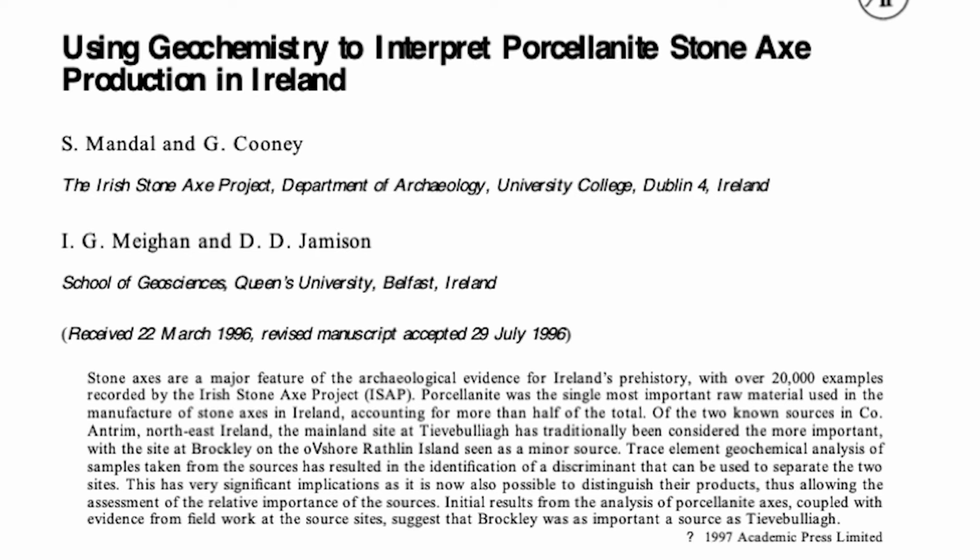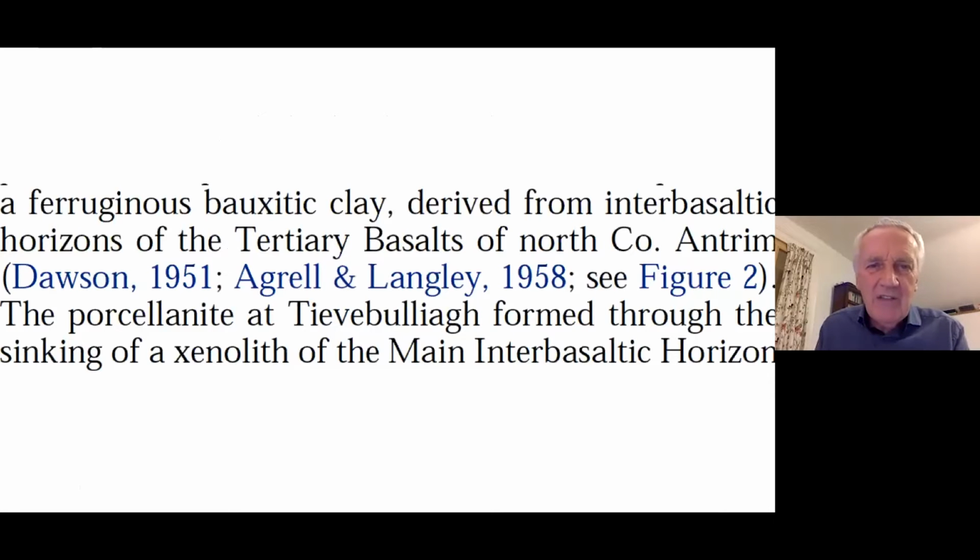And this recent paper, an interesting one, analyzed the porcelainite from the two locations and showed that about equal numbers of stone axes came from Rathlin and from Teve Bullia. And this paper also interested me because there on the first page in the introduction is this name, Agrell and Langley, 1958.